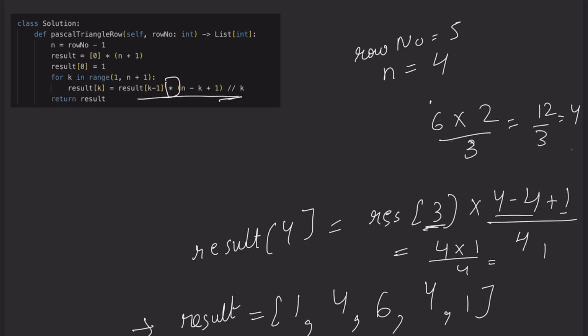So this is the result array. This is the fifth row of Pascal's triangle, and we return it.